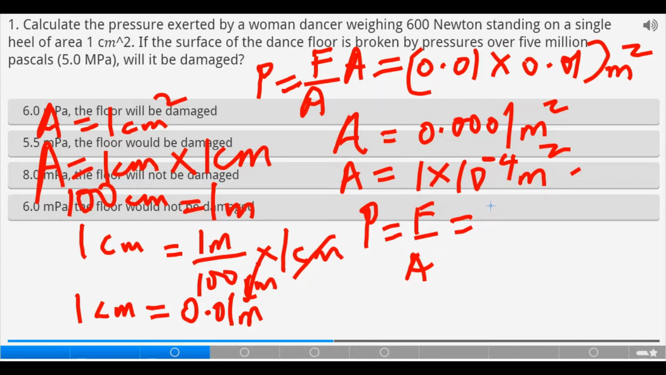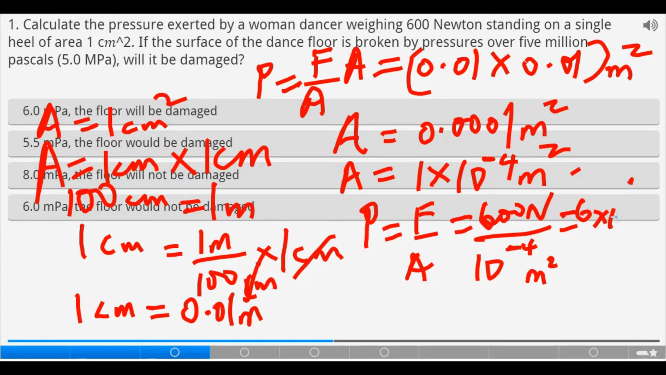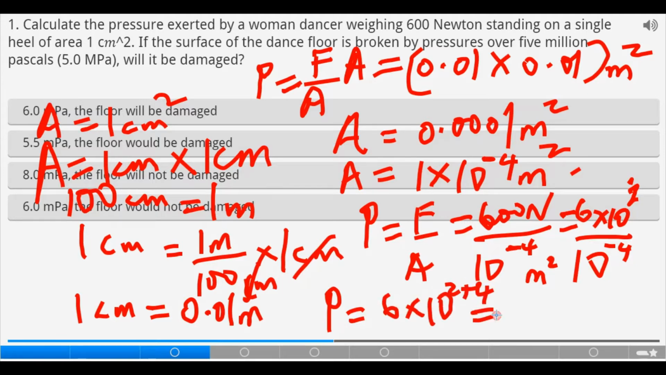What's the force? That's 600 Newton over 10 raised to power minus 4. 1 times 10 raised to power minus 4 is also 10 raised to power minus 4 meter squared. So 600 can be written in standard form as what? 6 times 10 raised to power 2 divided by 10 raised to power what? Minus 4. If we take 10 raised to power minus 4 up, based on the law of indices, that will be 6 times 10 raised to power 2 plus 4. That's 6 times 10 raised to power 6 Newton per meter squared.